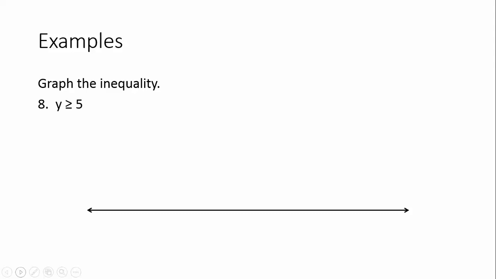Number 8, we have y is greater than or equal to 5. If you'd like to pause the video here and try to graph this one on your own. So I'm going to put 5 on the number line. 4 is smaller and 6 is bigger. Again, you don't have to pick 4 and 6, but make sure that it is correct. Don't put a number smaller than 5 over here in this range on the right.